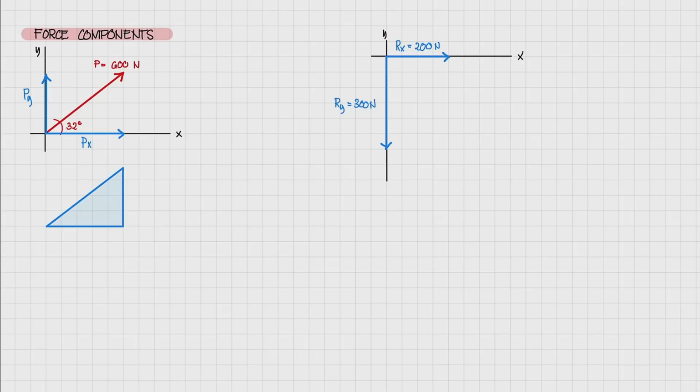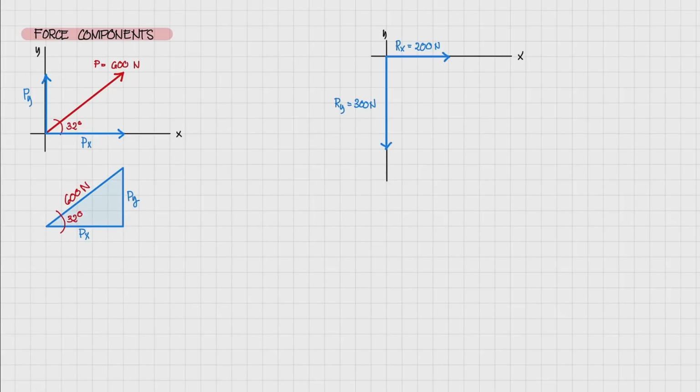Our force now would be 600 newtons. Wait lang. Let's change the thickness. So this would now be 600 newtons, and this has an interior angle of 32 degrees. So yung Px natin would be this one, and our Py would be this one. So we could just apply principles ng right triangle natin.